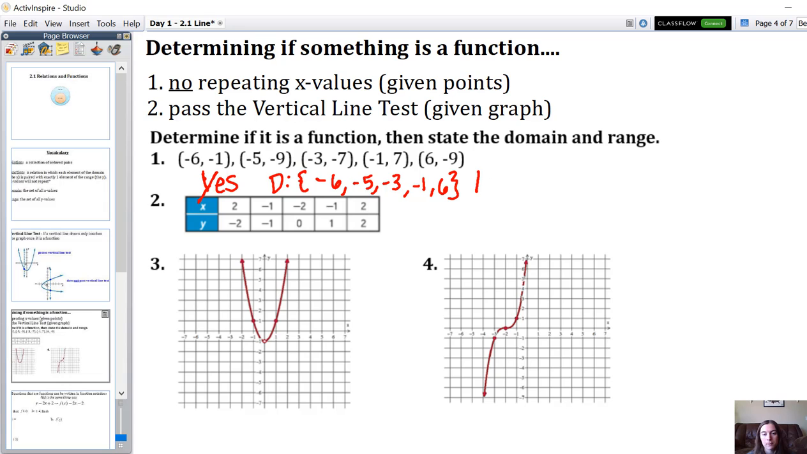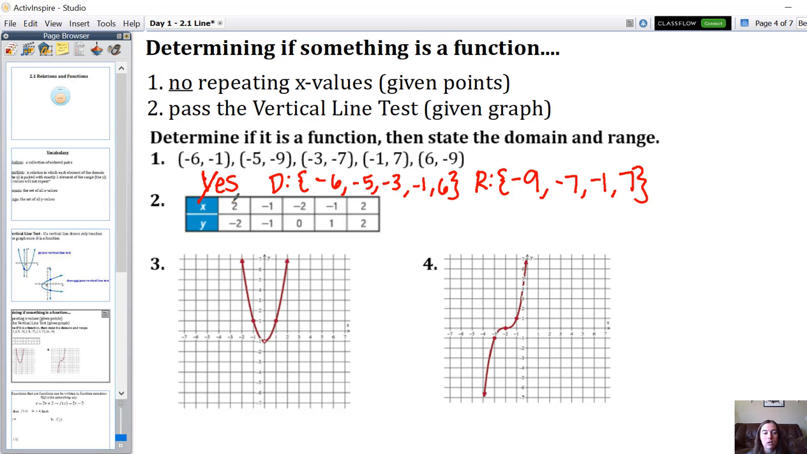Then for the range, that's the set of all the y values. So we're going to do sort of the same thing, but we're going to put R for range. And we're going to look at the y values. Here, these are allowed to repeat. It's okay if we have multiples of the same thing. It's still a function. So our y values are -1, -9, -7, 7, and -9. So notice here we had two -9s. I'm just going to write that once. I don't need to write it 2 times. So -9, then we have -7, -1, and 7. Those are all of our y values in this function.